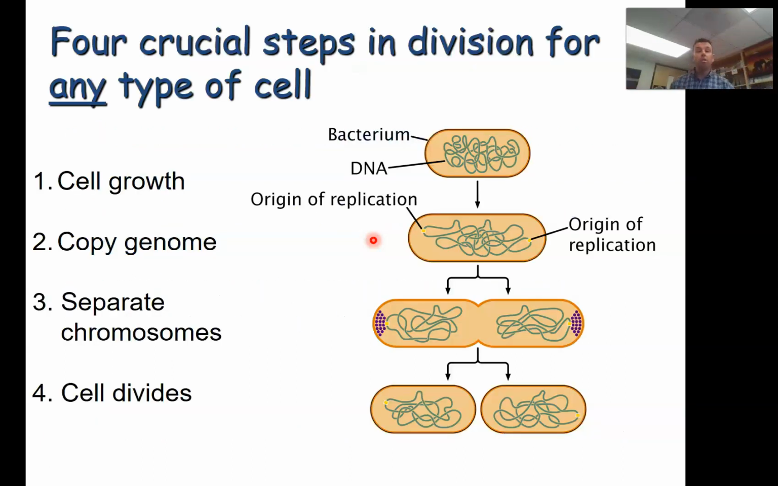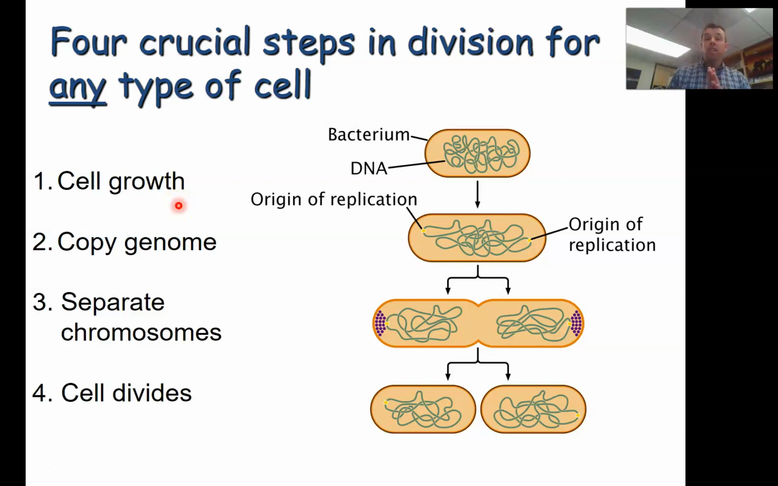All right, there are 4 crucial steps in division for any type of cell. Cell growth, copy the genome, separate the chromosomes, and divide. All right, so why does the cell need to grow before it divides? What would happen if that wasn't the case?